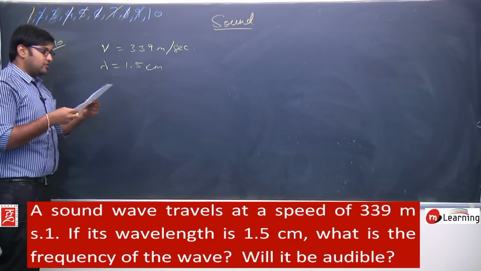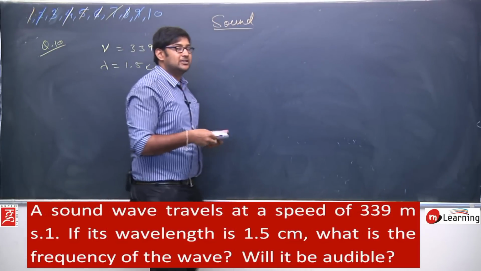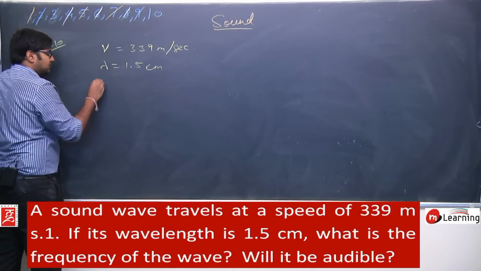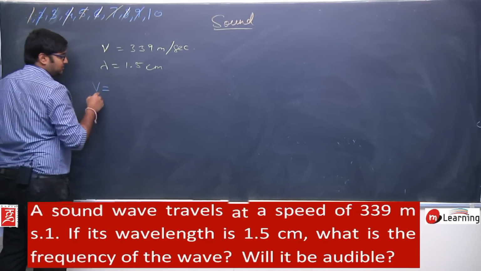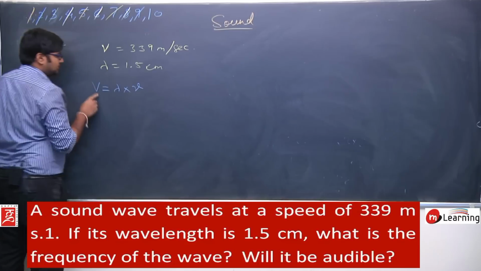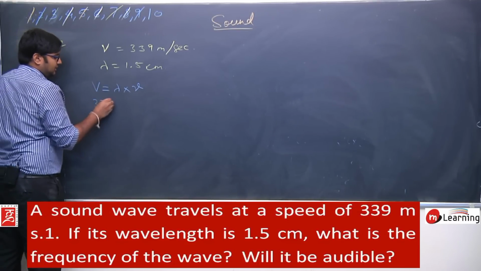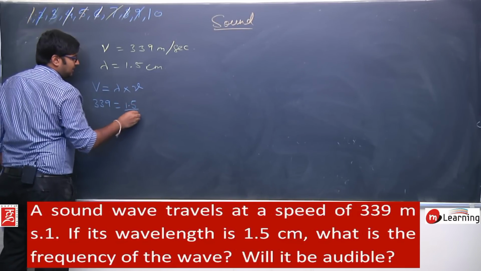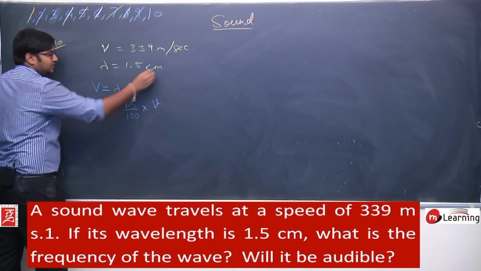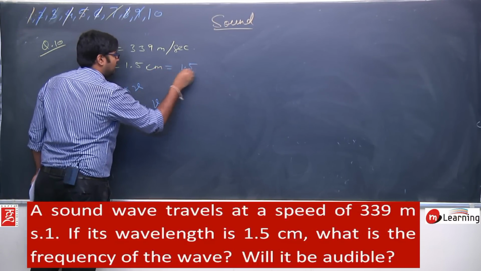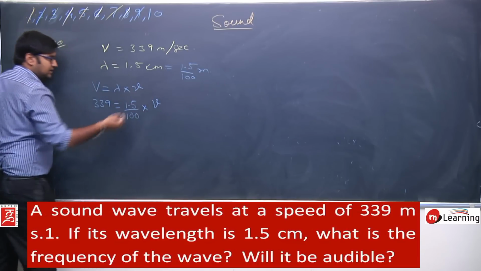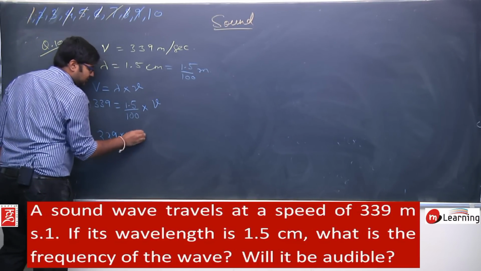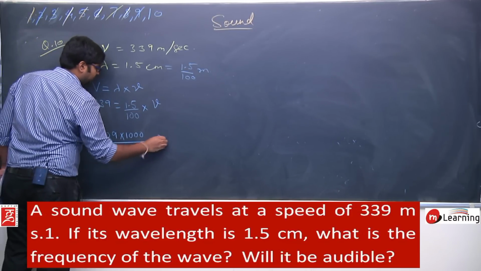Now we need to find out its frequency and we need to confirm whether this frequency is audible or not. So we can apply the concept that velocity or the speed is equal to wavelength into frequency. The velocity we are given is 339, equals frequency times wavelength, which is 1.5 divided by 100. To convert it into meters, this is 1.5 by 100 meters. Okay, you can write it in the form of 10 to the power. So 339 into 1000 upon 15. This will be the frequency.